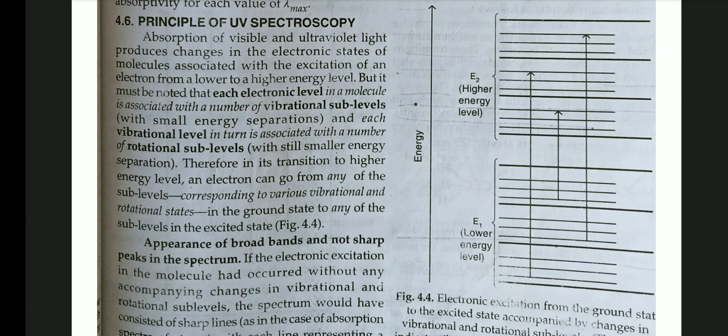Therefore, in its transition to a higher energy level, the electron can go from any of the sublevels corresponding to various vibrational and rotational states in the ground state to any of the sublevels in the excited state. This explains the appearance of broad bands and not sharp peaks in the spectrum. If the electronic excitation in the molecule had occurred without any accompanying changes in vibrational and rotational sublevels, the spectrum would have consisted of sharp lines, with each line representing a change in electronic state.